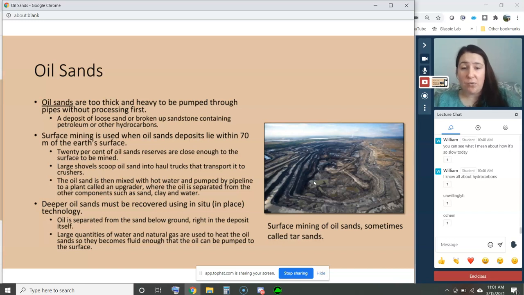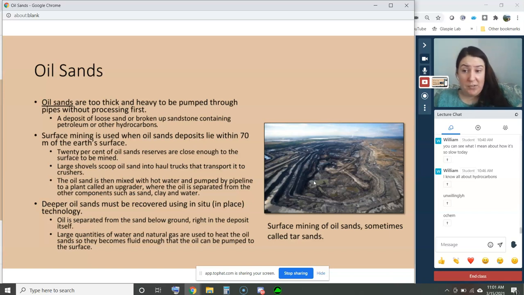Essentially, you just use large shovels, large digging equipment to scoop the oil sand into haul trucks, and then that sand is transported to crushers to crush up any rocks that might be in that sand, and then it's mixed with hot water and pumped by a pipeline, because at that point, since it's in hot water, it's relatively liquid. Then it can be pumped to a plant called an upgrader, where the oil will be separated from the sand, clay, and water that was used to pump it there. So there are a number of steps to be able to get oil out of oil sands, which makes it a more expensive mining endeavor.